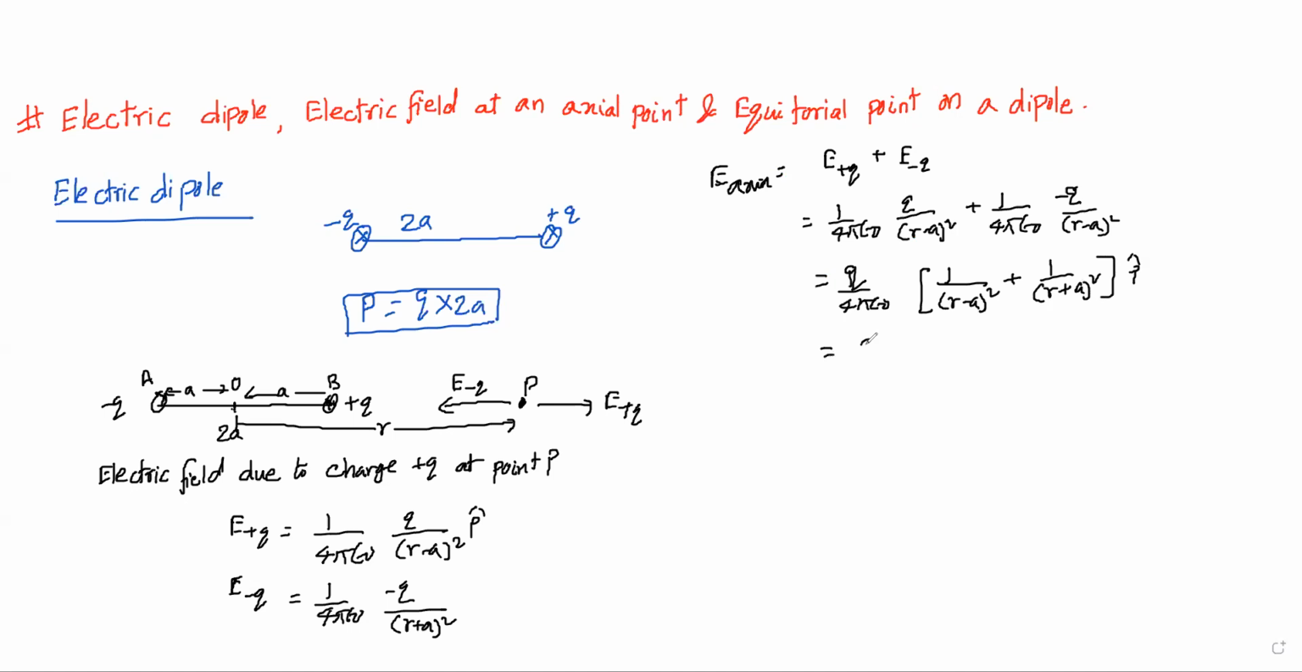So that is equal to q by 4 pi epsilon naught. Here take LCM. (r plus a) whole square plus (r minus a) whole square, by (r plus a) into (r minus a), which is r square minus a square. So you can write here comparably (r square minus a square) whole square of p cap.